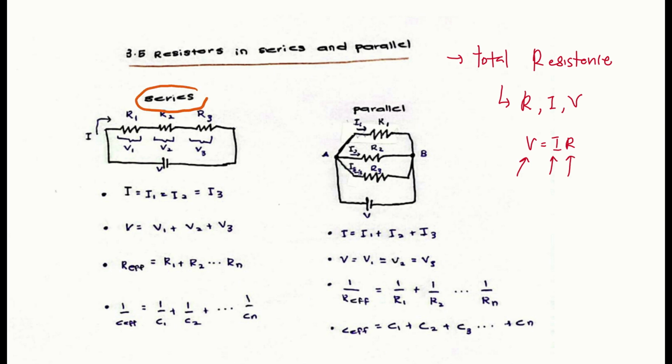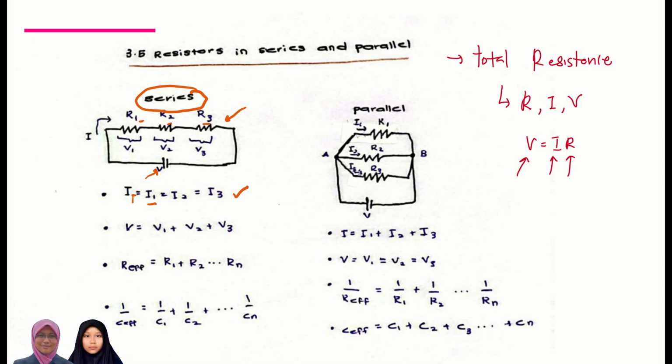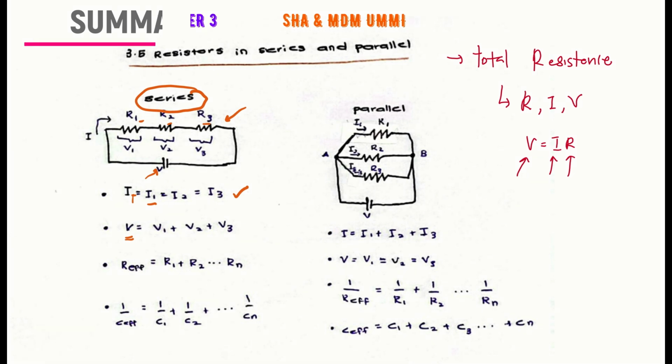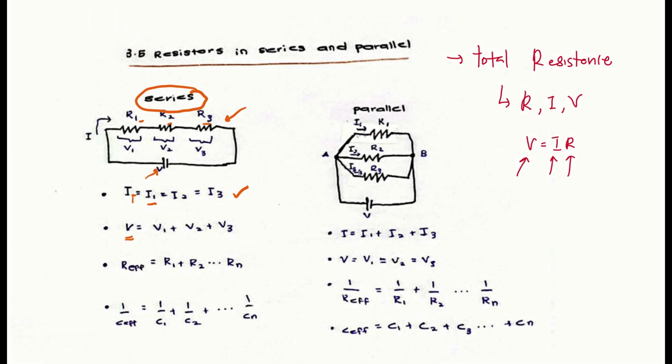Let's focus on this series arrangement. So this is the series arrangement of resistors. We have 3 resistors in series. So when they are in series, the current is the same. The total current is equal to the current across resistor 1, resistor 2, and resistor 3. But for the voltage, it is not equal for all the resistors because they are in series.